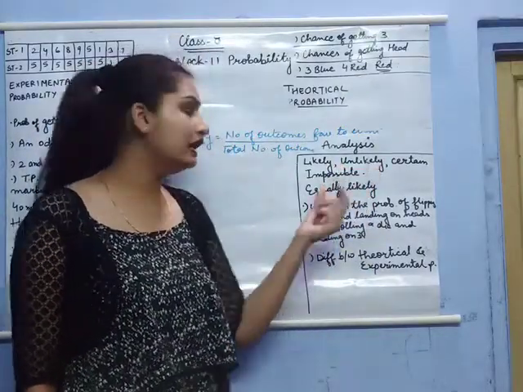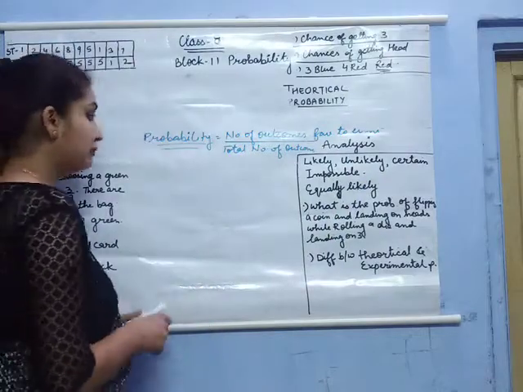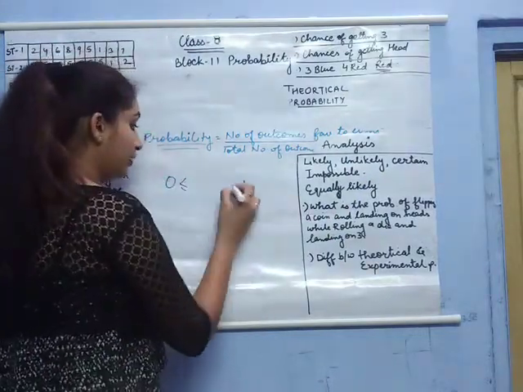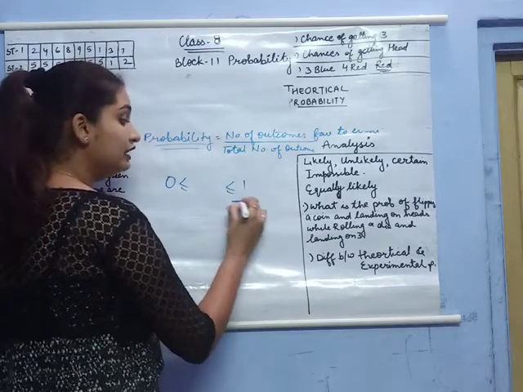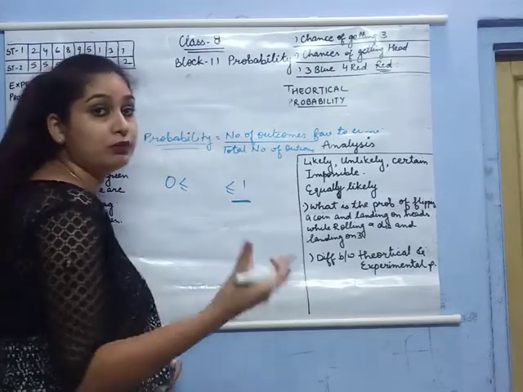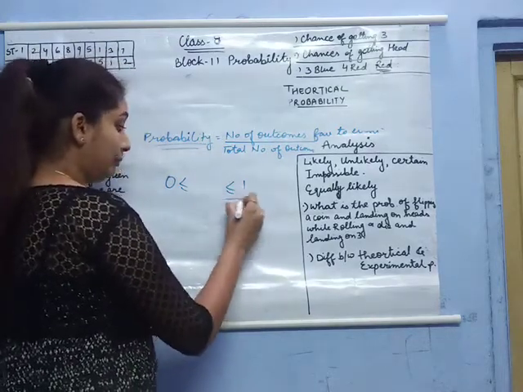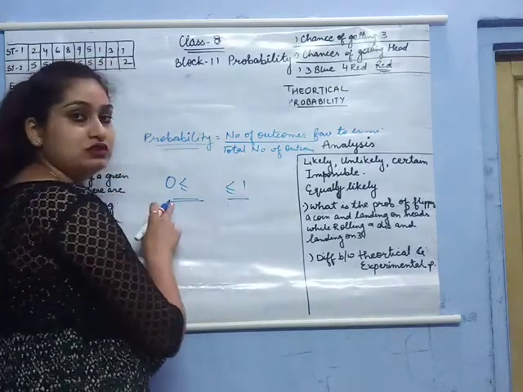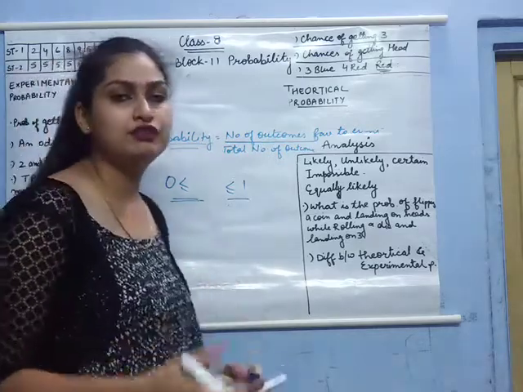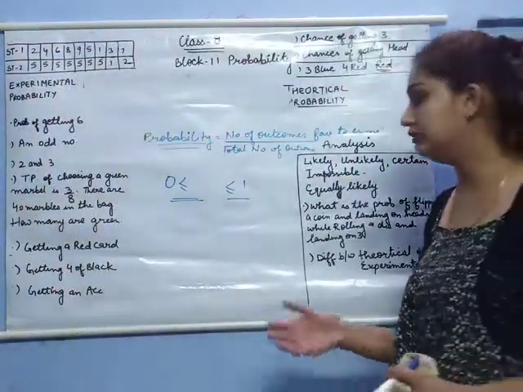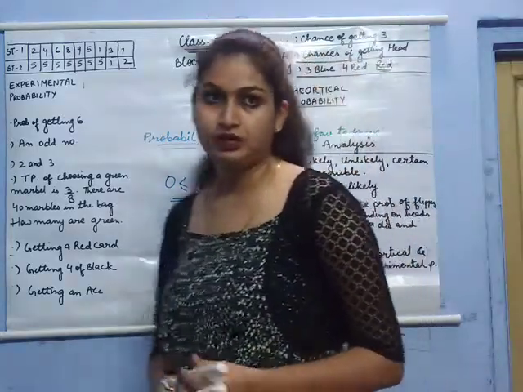Unlikely because they are next to 0. As I told you, probability lies between 0 and 1. So likely events are near to 1, which are more probable to happen, and unlikely events are next to 0, with very few chances. They may happen or may not, but most of the chances are they will never happen, right?